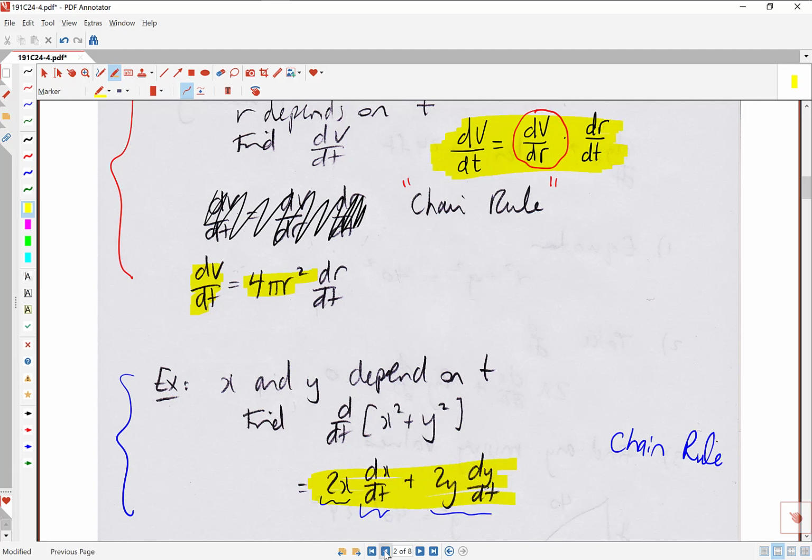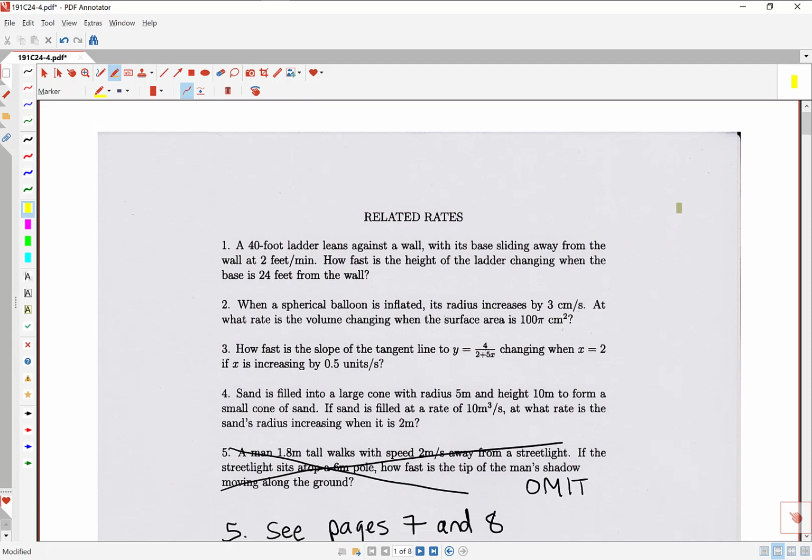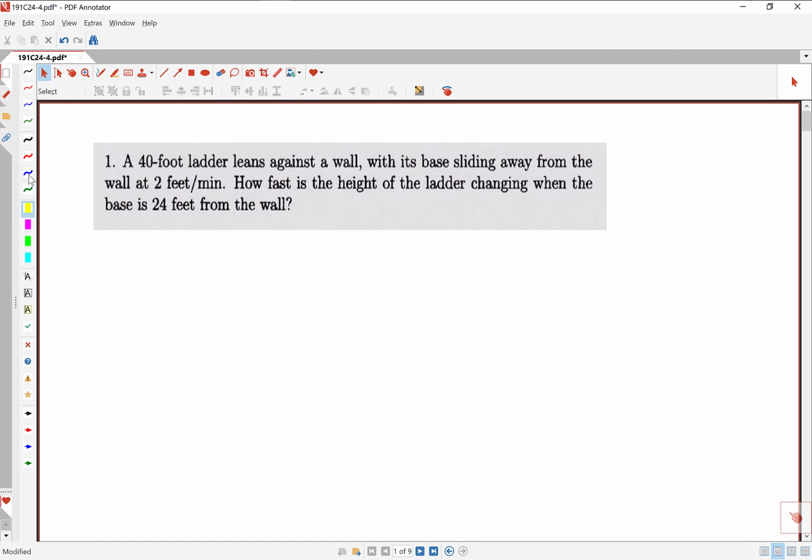So if we go to the first page of the notes here, the problems are actually written out on the first page. We're going to run through 5 problems in this video. So here's our first problem. A 40-foot ladder leans against a wall with its base sliding away from the wall at 2 feet per minute. How fast is the height of the ladder changing when the base is 24 feet from the wall?